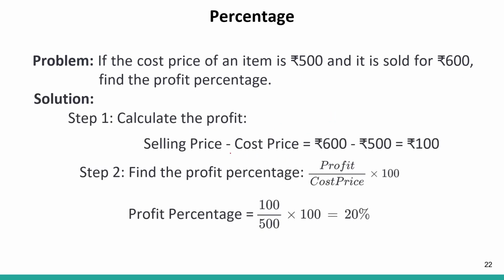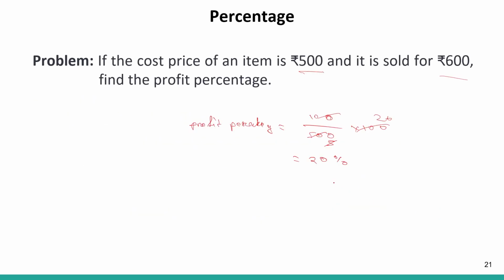Okay. So selling price minus cost price is equal to what? 100. So 100 is the profit. So find the profit percentage. So to find the profit percentage, profit by cost price into 100. So profit percentage is equal to 100 by 500 into 100, that is equal to 20%. So 20% is the final answer. Okay. We also evaluated the same.